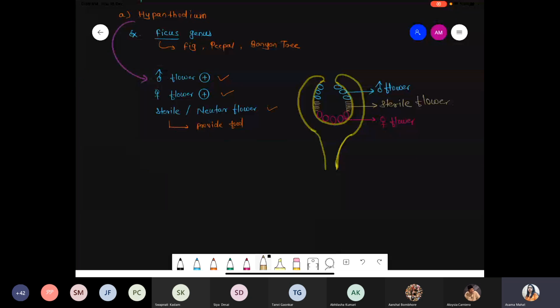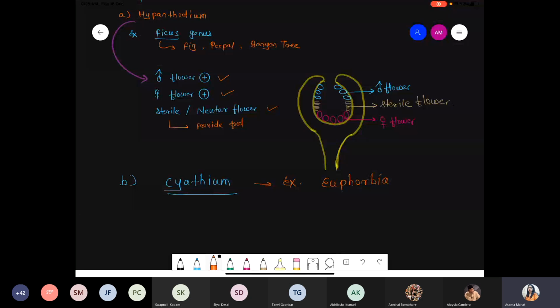Number two, the last one, we are talking about Scythium. Scythium type of inflorescence. Basically it is present in the case of Euphorbia. And what is the meaning of Scythium? Scythium has a different type of condition.